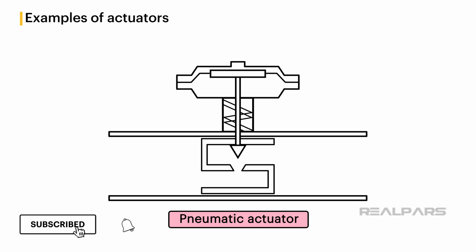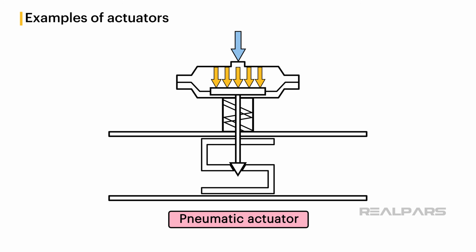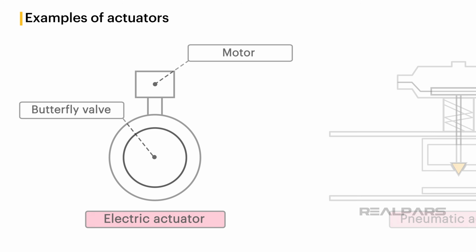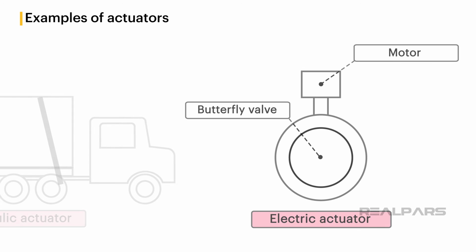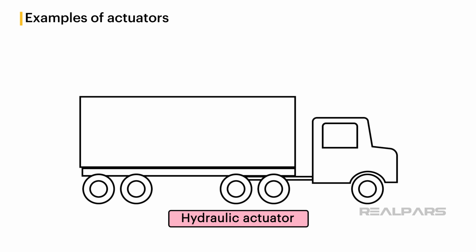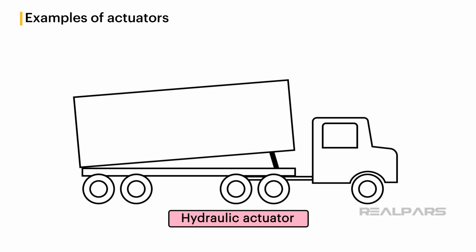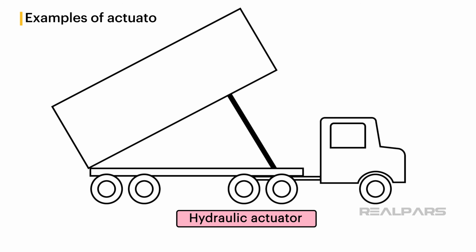Let's look at some typical examples of actuators. A pneumatic actuator receives a pneumatic signal through a top port. This pneumatic signal exerts pressure on a diaphragm plate. This pressure will move the valve stem downward in a way that moves or strokes the control valve. Here's an example of an electrical actuator operating a butterfly valve. As the motor operates, the butterfly valve will open or close. And finally, here's an example of a hydraulic actuator on a dump truck. The extending hydraulic actuator lifts the box.